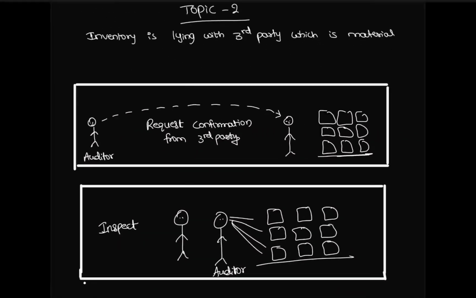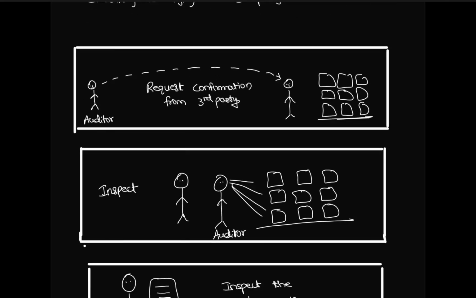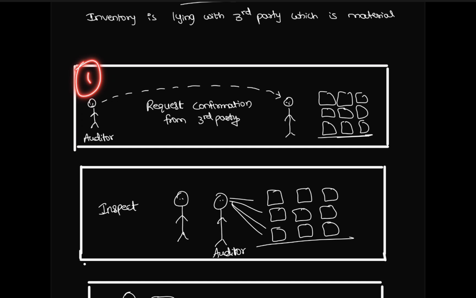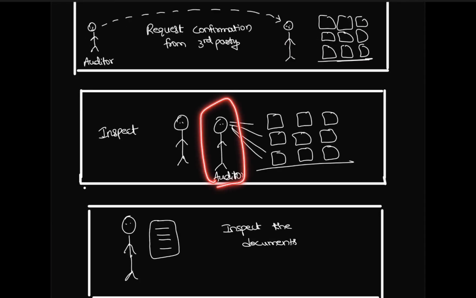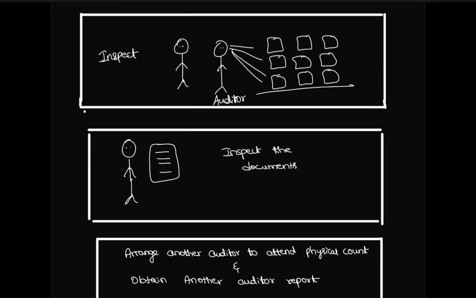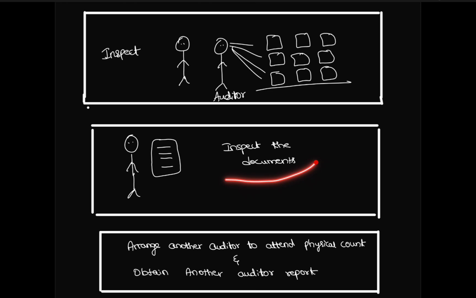Next, topic 2. The second topic is where the inventory is lying with the third party and it is material. In this case the auditor can first request confirmation from the third party about how much inventory he has, the quantity of it, and so on. Or the auditor can directly visit the third party's premises and inspect how much quantity is there. Or the third thing he can do is inspect the documents, like any agreements between the third party and the company.